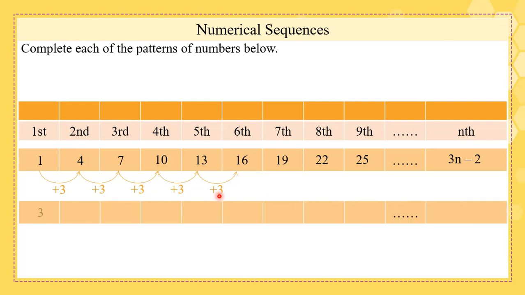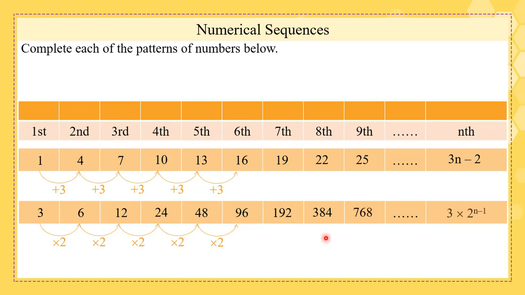Now let's take another example. We have the first term is 3, 6, 12, 24, 48. So what are we doing here? We are multiplying by 2. So the next term would be 96, then 192, 384, 768 by multiplying by 2.